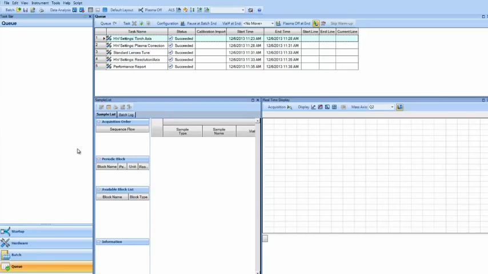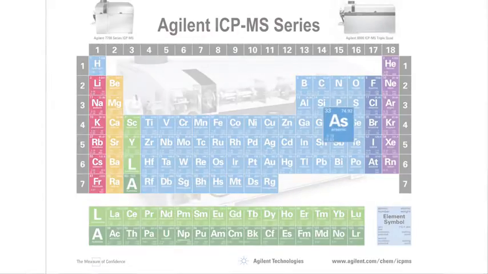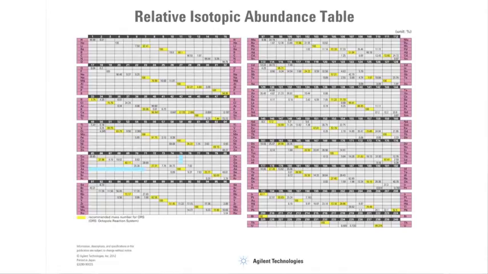Now we can develop our method and run our samples, and this is done through the batch. In the batch, we can select whatever mass we want to use or whatever mass shift we would like to do, depending on the type of analysis we're doing today. In today's case, we're going to look at arsenic. Arsenic is monoisotopic, which means it has one isotope, mass 75.